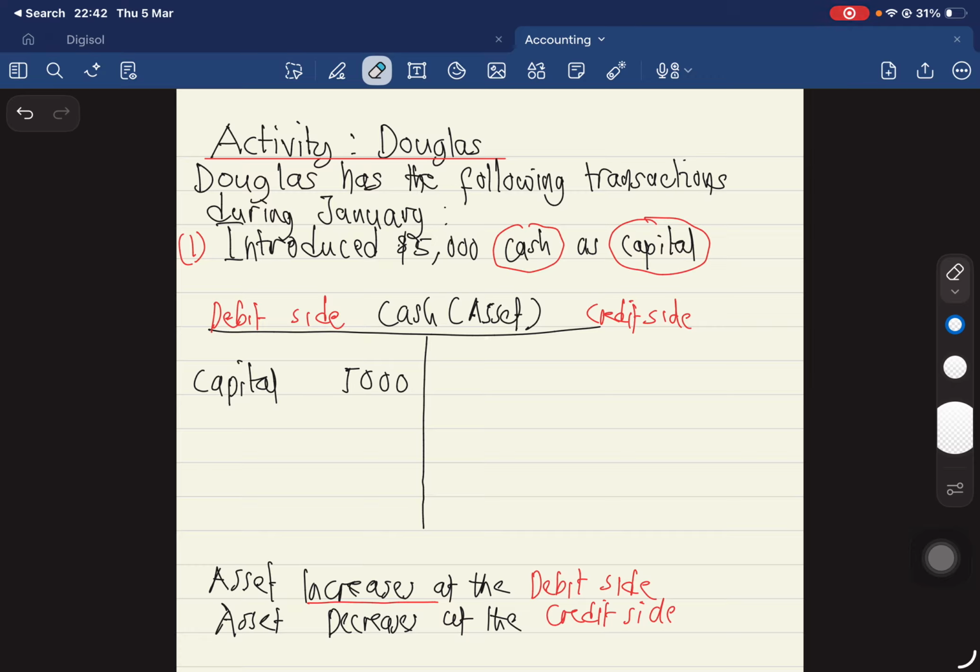And why did cash decrease? It's because we paid rent with it. So it decreased in the name of rent. So we credit the cash account in the name of rent. It decreased by 500. So we are now done with question 3.